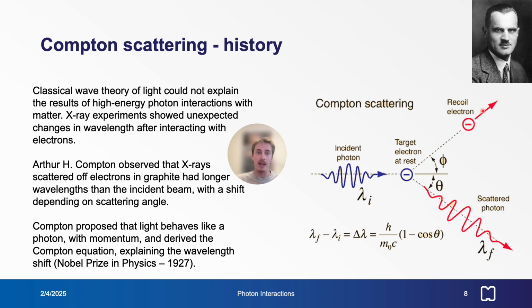Arthur Compton observed that X-rays scattered off electrons in graphite had longer wavelengths than the incident beam, with a shift that depended on the scattering angle. Compton proposed that light behaves like a photon with momentum and derived the Compton equation, explaining this wavelength shift. And for this, he won the Nobel Prize in Physics.